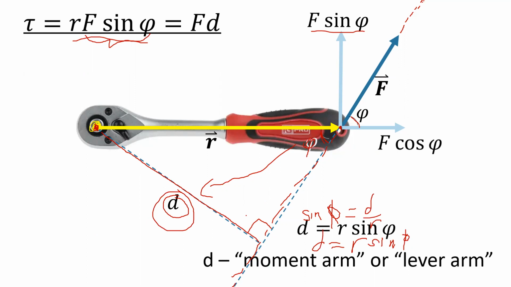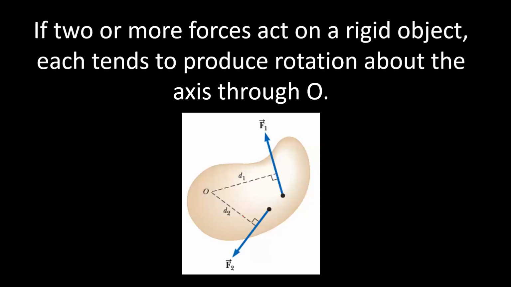So D is known as the moment arm or the lever arm. So if there are two or more forces acting on a rigid object, each tends to produce rotation about the axis through O. So if this is the axis of rotation for this object, notice that force 1 will tend to make this rigid object rotate clockwise, right? Clockwise, correct. No, counterclockwise. F1 tends to make the rigid object rotate counterclockwise, while F2 tends to make the object rotate clockwise.